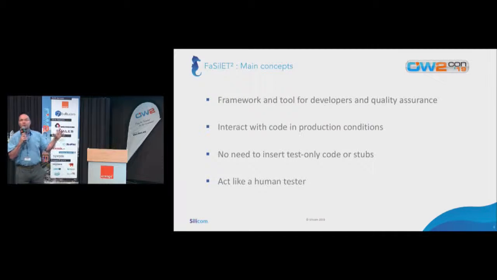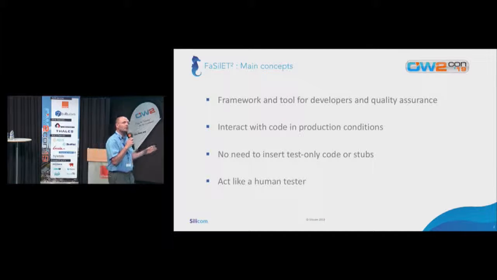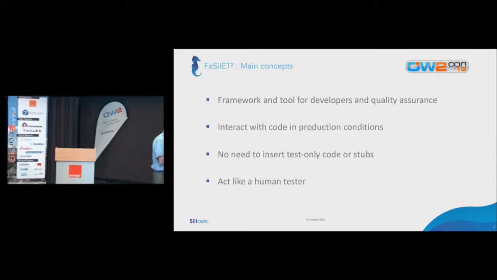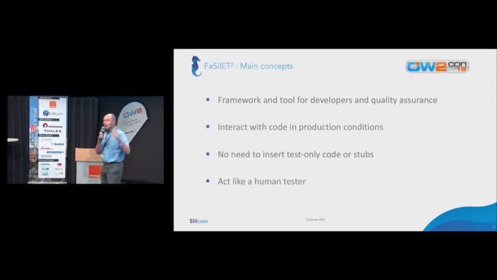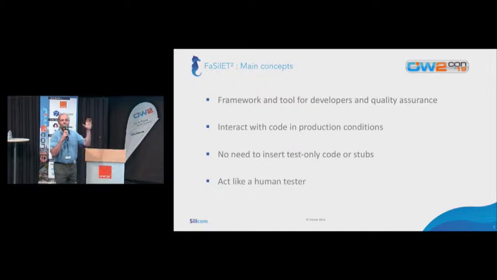The second one, which is for me the most important, is we need to interact with code in production conditions. That means don't add code for testing, don't add anything just for testing. You have your code, you run it, and FaSilET can check, monitor, and validate it in production conditions. So no need to insert test-only code or stubs, and exactly act like a human tester.